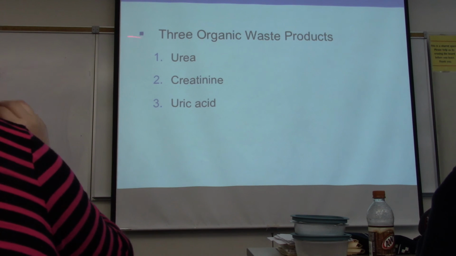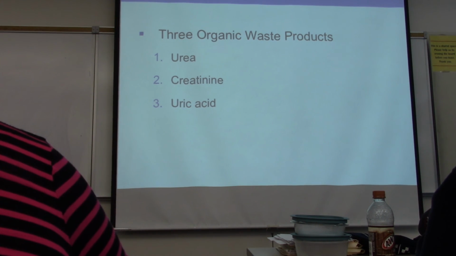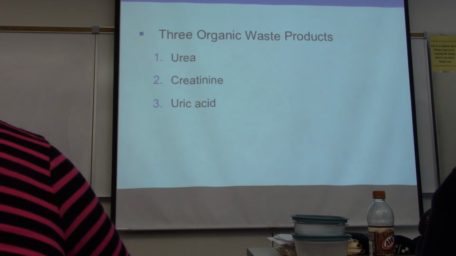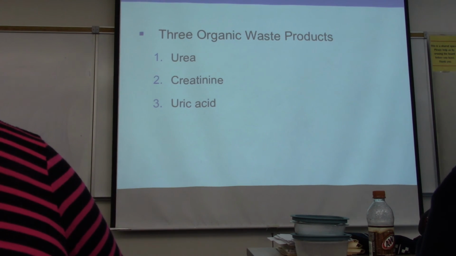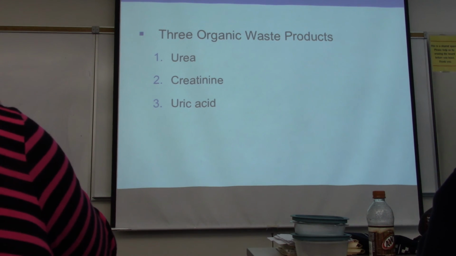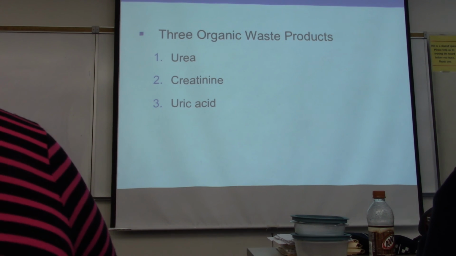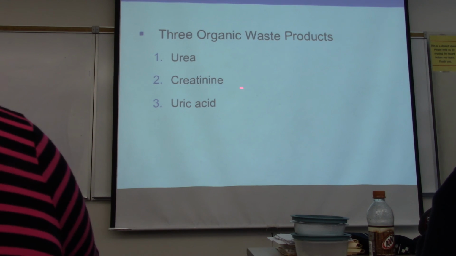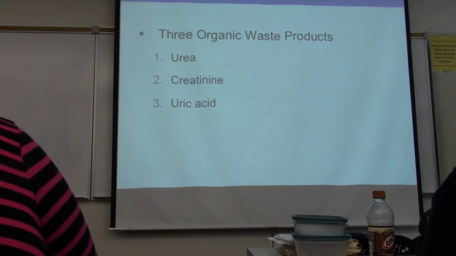Urea is a waste product, and we want to get rid of it. In order to pee it out, we have to be losing water. We've got to have enough GFR and enough urine creation in order to pass out the urea we need to pass out. Creatinine is that muscle breakdown product that we talked about, and then there's uric acid.